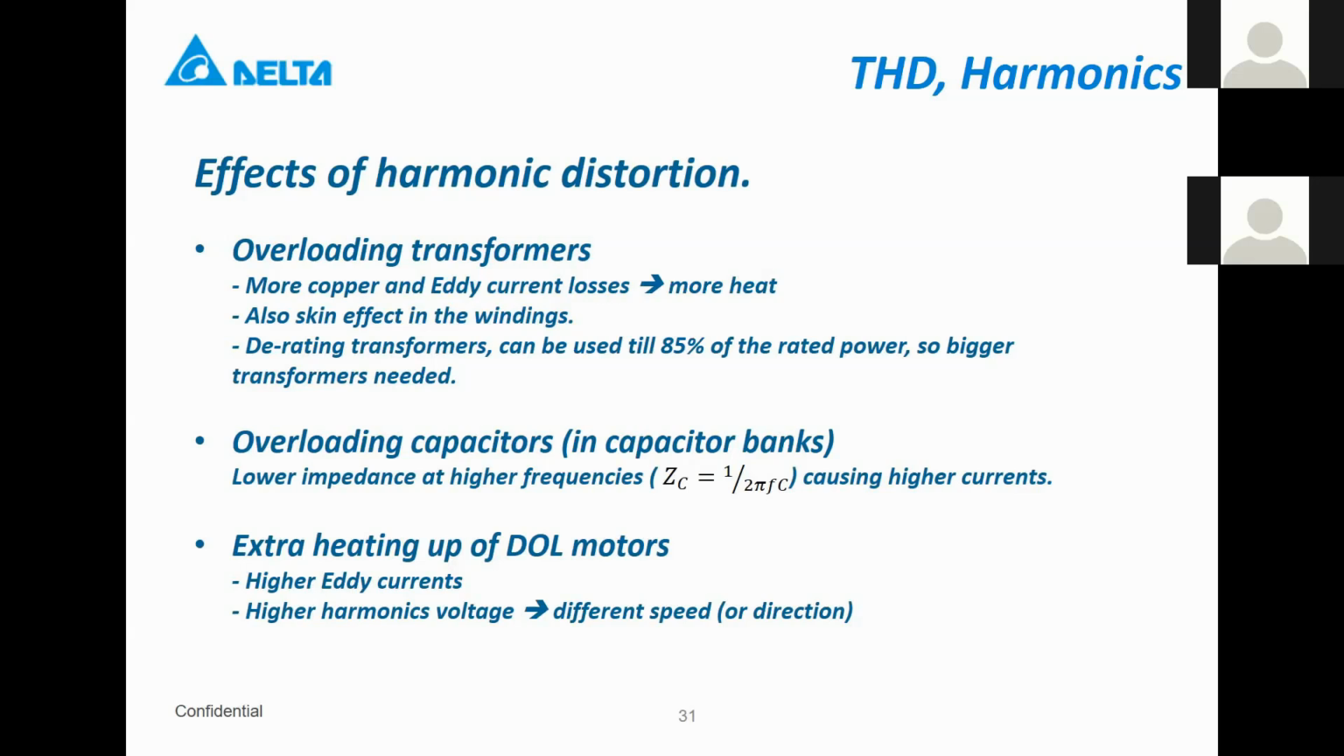If you have a mixed system with inverters and direct online motors, you get extra heating of the motors, because the harmonic distortion of the current, I must say, can create higher temperature in the motor itself. Also, when there is harmonic distortion of the voltage, when it is really tough, the speed of the motor can also change.